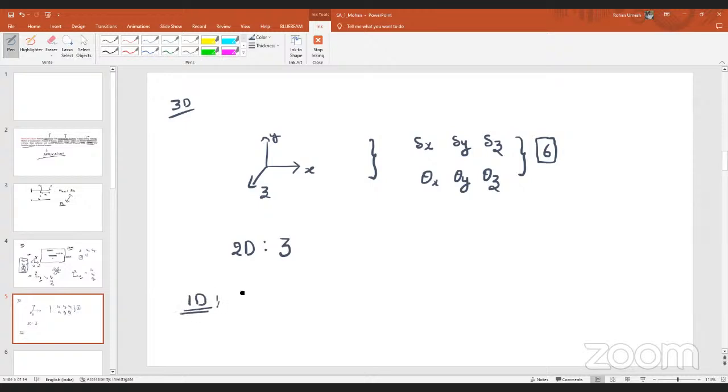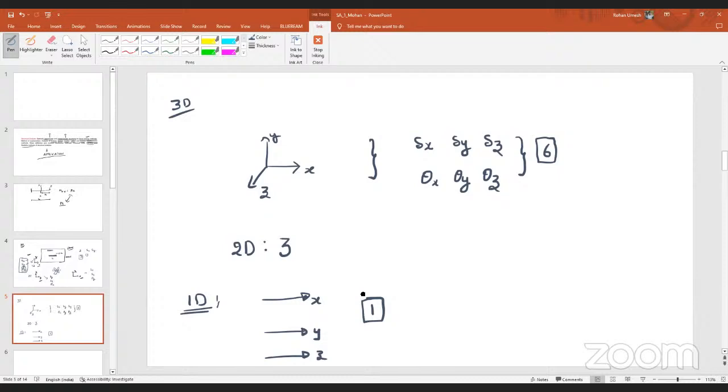What happens if it is a 1D plane? If it is a 1D plane, we will represent it with only one direction. Either X direction, we will represent either with Y, or we will represent with Z, isn't it? So there is only one possible motion, that is either with respect to X, with respect to Y, or with respect to Z.